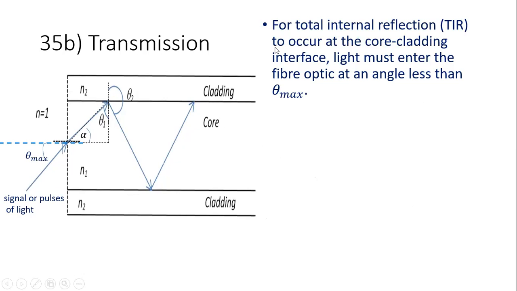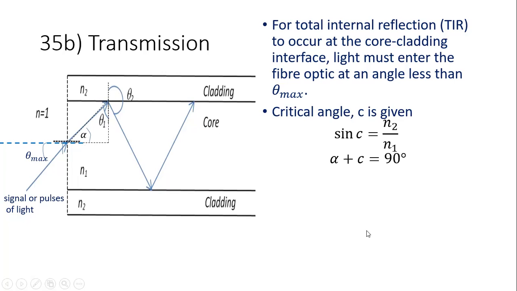For total internal reflection to occur at the core-cladding interface, the light must enter the fiber optic at an angle less than theta max. Theta max will affect your alpha, and alpha will affect theta 1. The critical angle C, where the refracted angle is 90 degrees, is given by sin C = N2 over N1. We have derived this equation. That's your critical angle, so that is your C.